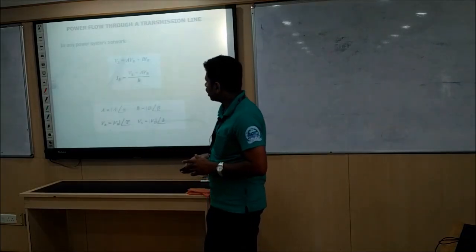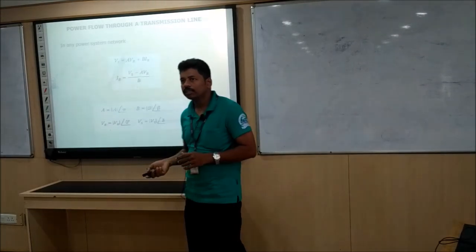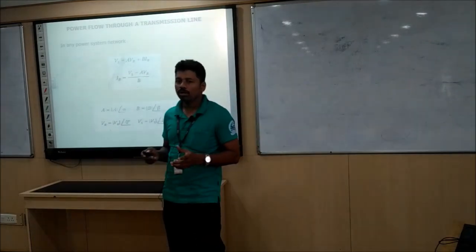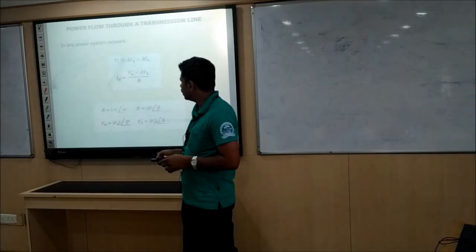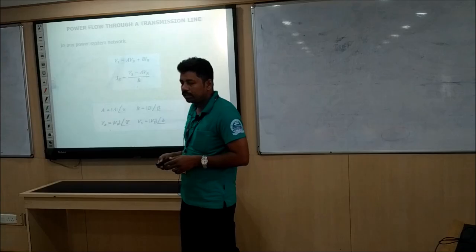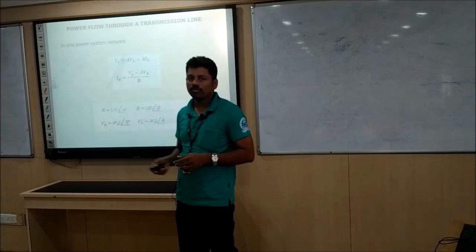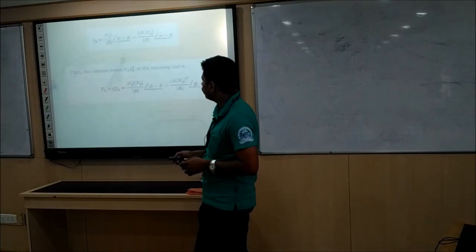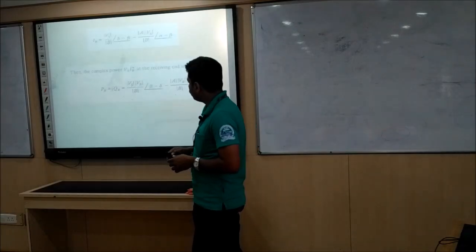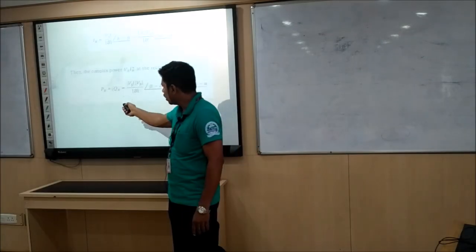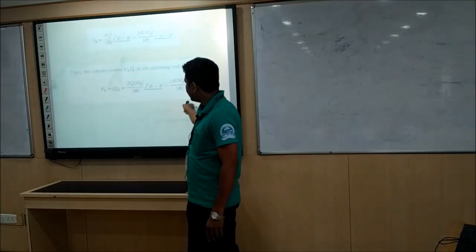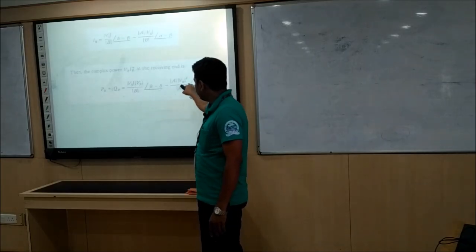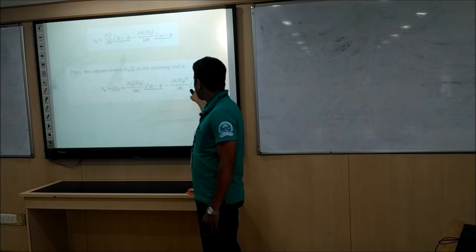Power flow through the transmission line. To find the power flow in the transmission line, it is a bidirectional flow. You know that Vs is equal to AVR plus BIR, which is the equation of your generalized circuit constants. From there you have to derive it. Write the expression for PR plus jQR, where PR is the receiving end real power and QR is the receiving end reactive power. If you find that, you get Vs into VR by B at angle beta minus alpha, minus AVR square by B at angle beta minus alpha.